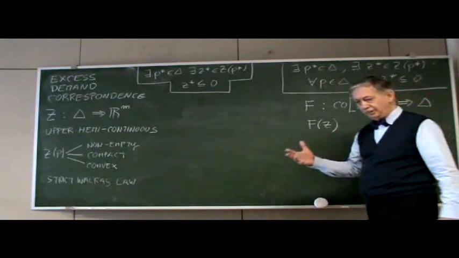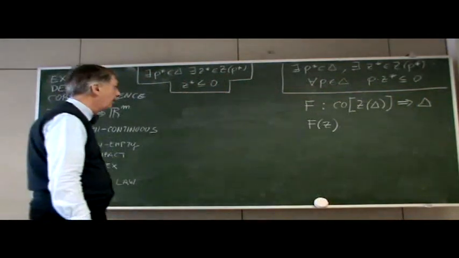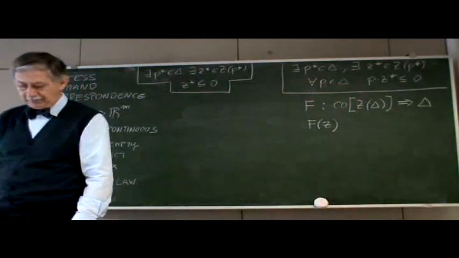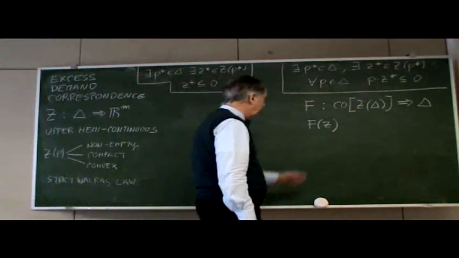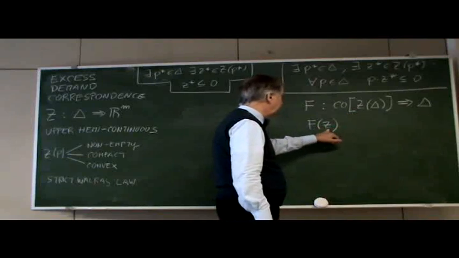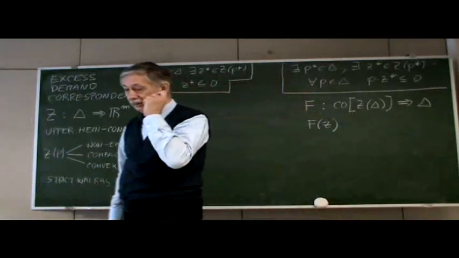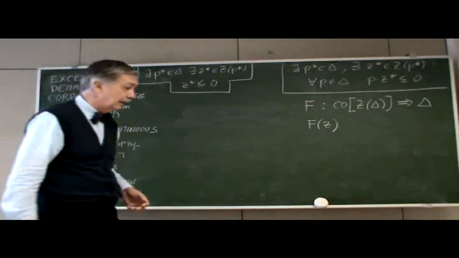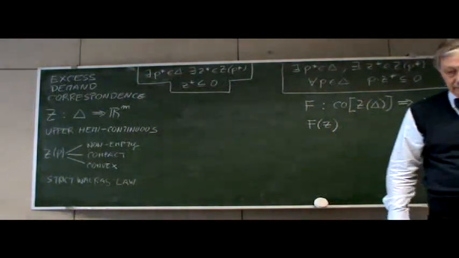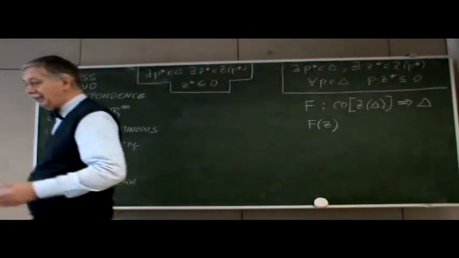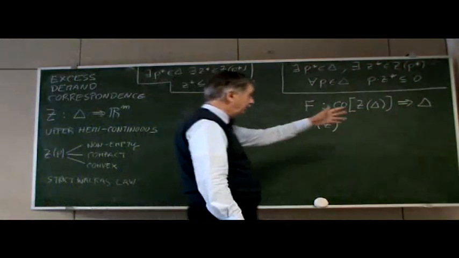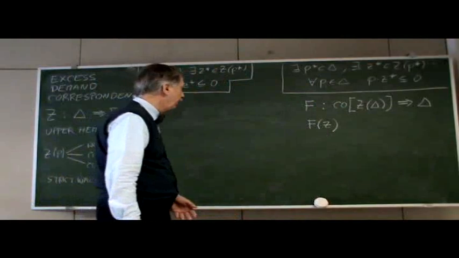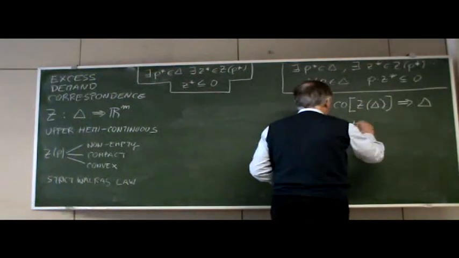Let us return to this correspondence, the auctioneer's correspondence. It is defined in this set, and takes values in the unit simplex. First of all, for every z in this set, it is clear that f(z) is non-empty. Why? Because by Weierstrass theorem, you are maximizing a linear function p times z with respect to p. Since every linear function is continuous, by applying Weierstrass theorem to delta, which is a compact set, you are sure that there is at least a point of maximum. So this set is, generally speaking, non-empty.